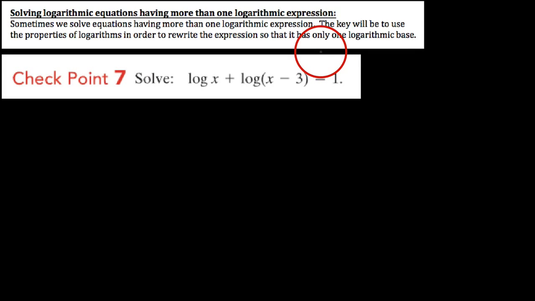Okay, YouTube, in this video we're going to be exploring again how to solve logarithmic equations, but a special instance in which we cannot isolate the log, get it by itself on one side because of the fact that we have two or more logs that are present. So what we're going to do if we have more than one log present is use the properties of logs in order to rewrite this as one log.